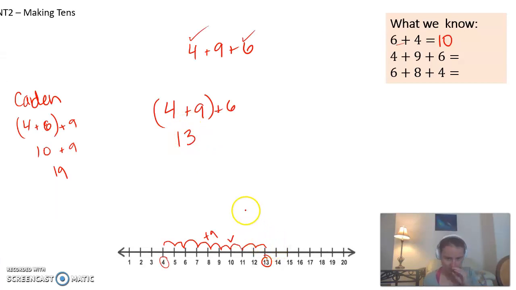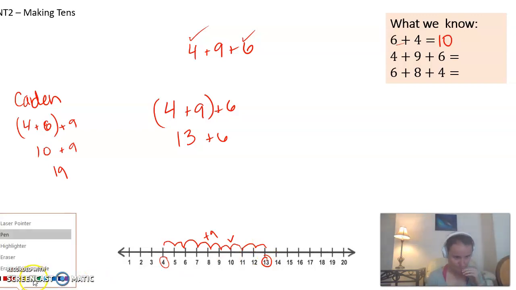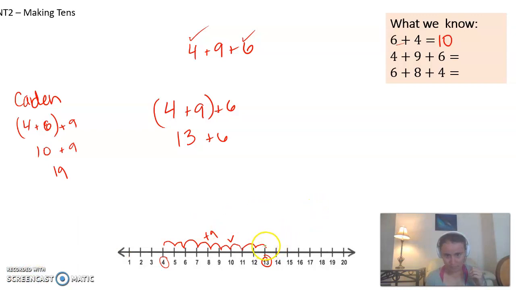And then now they're going to add 13 and 6, but they don't know what 13 and 6 is, so they have to then count more by 6. Okay, so they did 13 and 6. They did 1, 2, 3, 4, 5, 6, and that got them to 9. And that got them to 19.